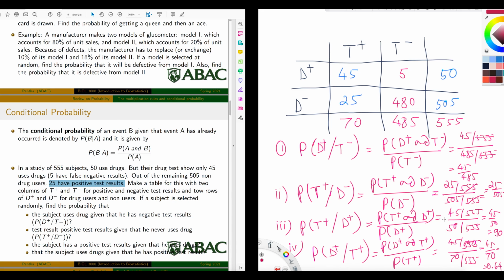So this is how we find out the conditional probability. This is also very, very useful.